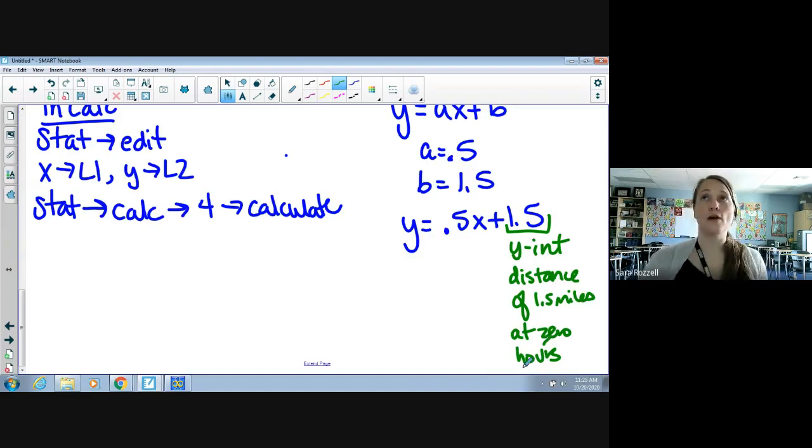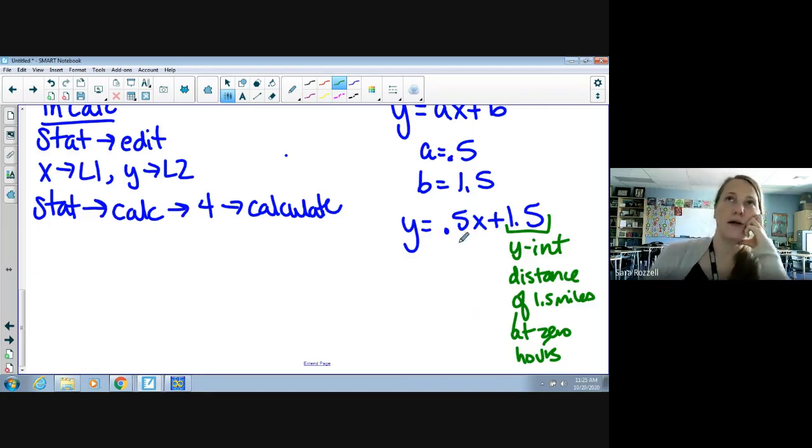0 hours is another way to say your starting distance. So you started at 1.5, right? You haven't done any hours yet. You haven't had any minutes. So we have a starting distance of 1.5. That's what our y-intercept means in the context of this problem.